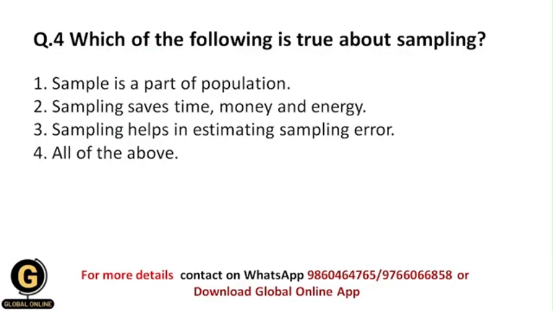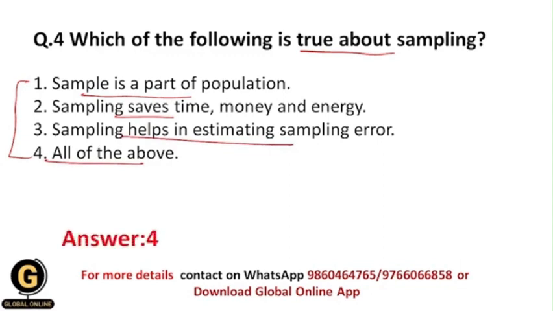Which of the following is true about sampling? Now here they have given us some statements regarding sampling, and we need to identify the true statement about sampling. So whether it is: sample is a part of population, sampling saves time, money and energy, sampling helps in estimating sampling error, or all of the above. So students, the correct answer over here is all of the above, because basically sample is a part of population, because samples are the units that we actually select from the population itself, and that's why obviously sample is a part of population.